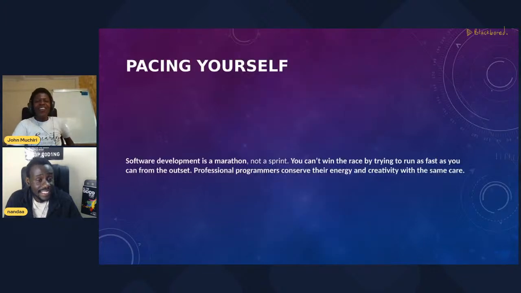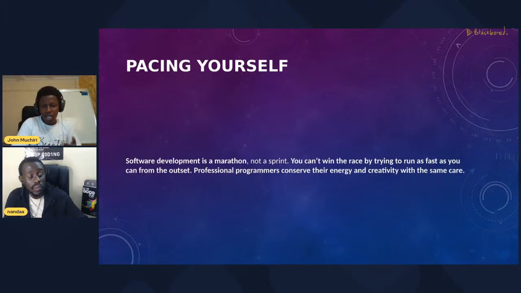So why? Because coding is pacing yourself. Coding is a marathon. It's not a sprint. It's not 100 meters. You cannot win by trying to run as fast as you can. Coding is not something you're going to sprint for. Professional programmers conserve their energy and creativity with the same care.